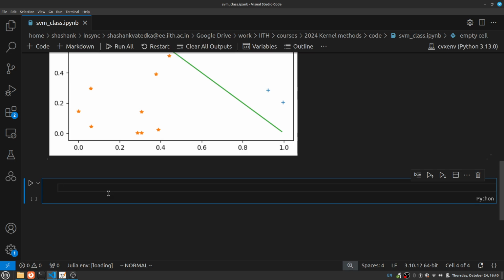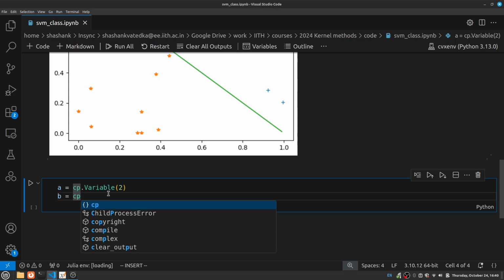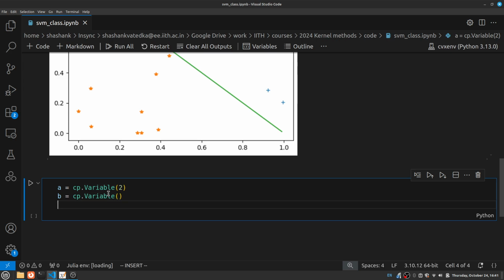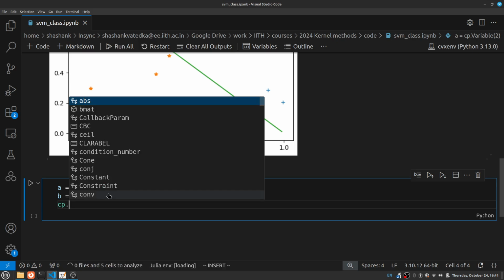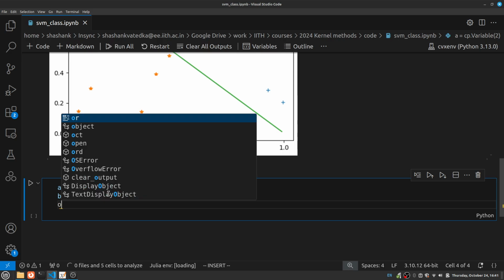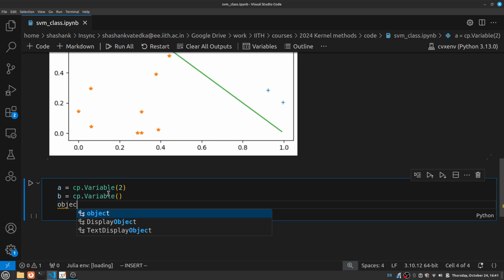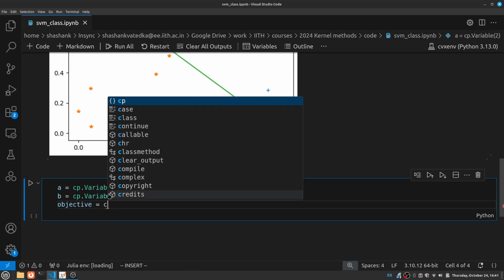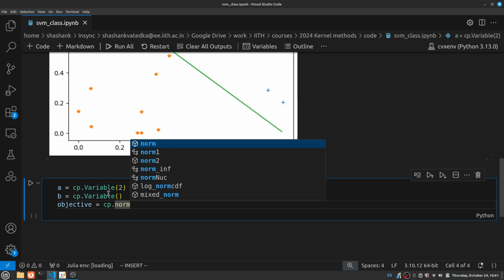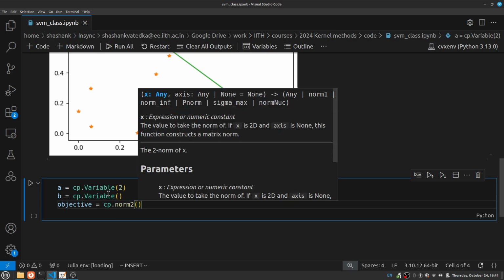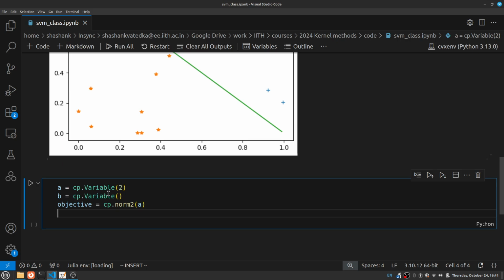Okay, so now let's frame the optimization problem and try to solve it. I first have to define the variables over which I'm going to optimize. A is a vector of length 2, B is of length 1, and my objective function is the two norm of A.